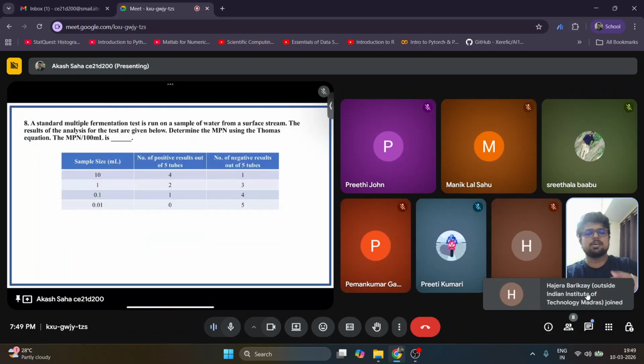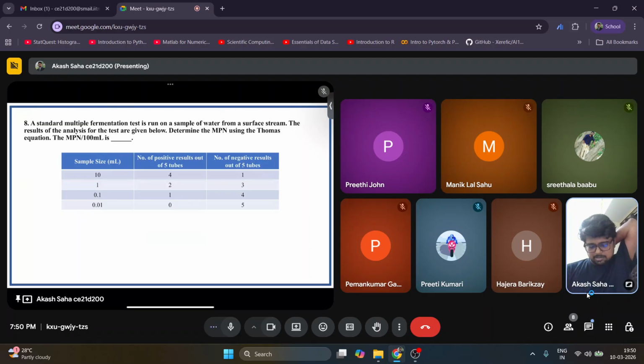Okay. So I hope the previous problem is clear to all of you, right? So now instead of the MPN table, we can directly calculate the MPN also. There is something called the Thomas equation. A standard multiple fermentation test is run on a sample of water from a surface stream. The results of the analysis of the test are given below. Determine the MPN using the Thomas equation. Here also we have different sample sizes, and the number of positive tubes out of 5 and negative tubes out of 5 are also given.